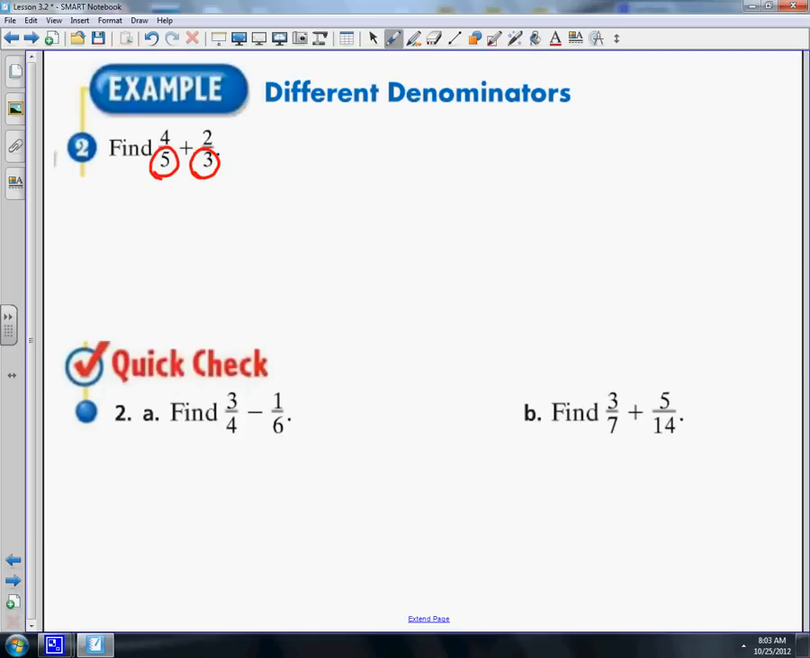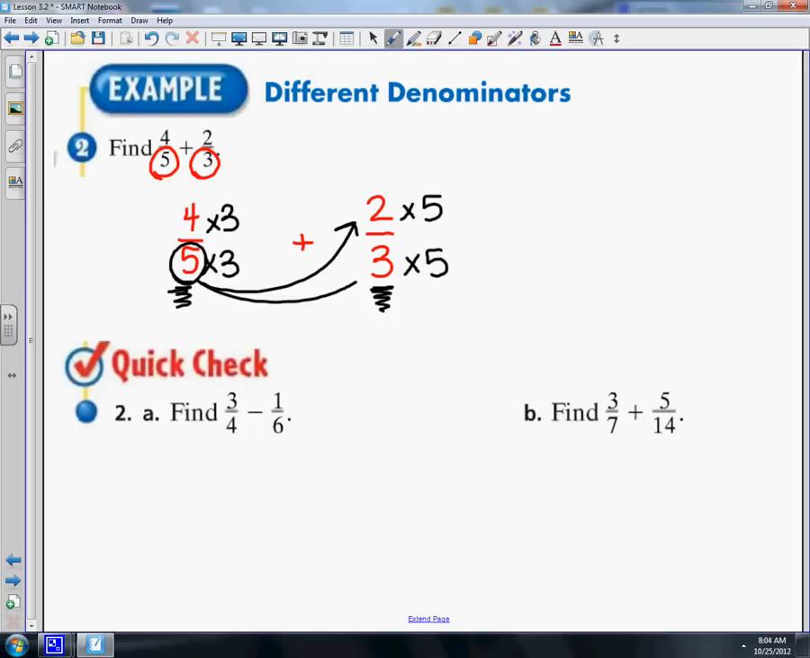So what I'm going to do is I'm going to do 4/5 and I'm going to times that, and I'm going to take 2/3. I'm going to times 4/5 by 3 on the top and the bottom. I times it by 3 because that is this denominator. This one I'm going to times by 5 because that is this denominator. It's like I take this denominator right here and I put it on both of these numbers.